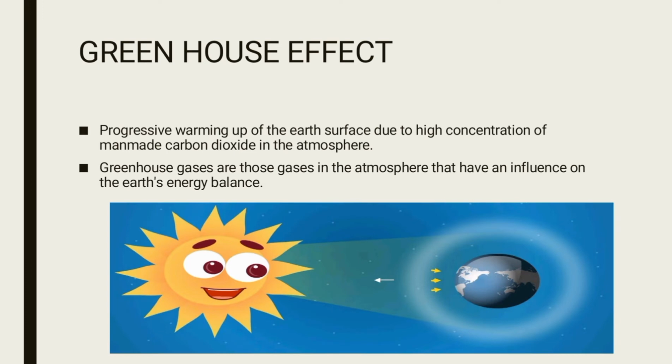The greenhouse effect is a natural process that warms the Earth's surface. When the sun's energy reaches the Earth's atmosphere, some of it is reflected back to space and some is absorbed and re-radiated by greenhouse gases.